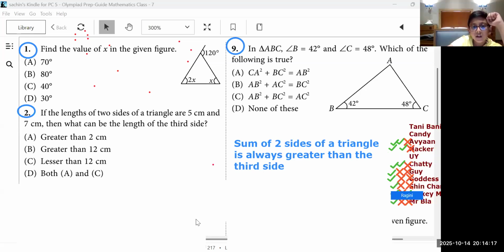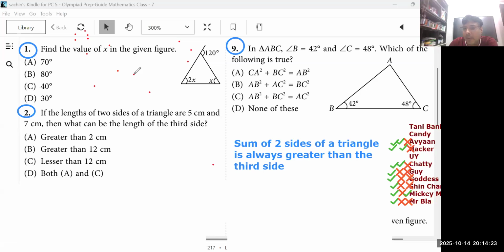Sir, I do not understand what is happening in the 9th question. Even I can't understand why everyone is getting it wrong. Sir, I got it correct.